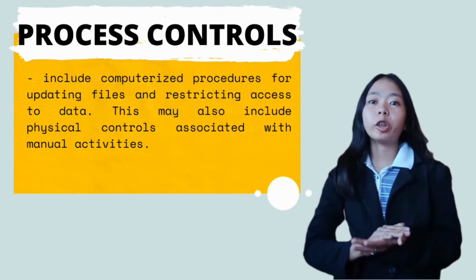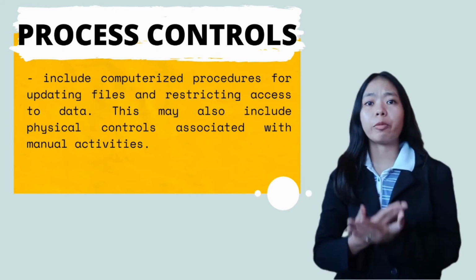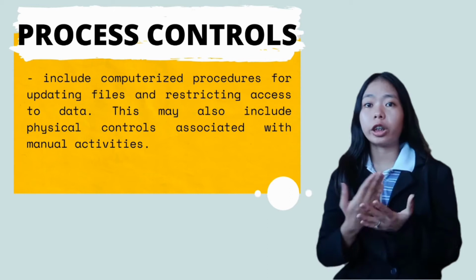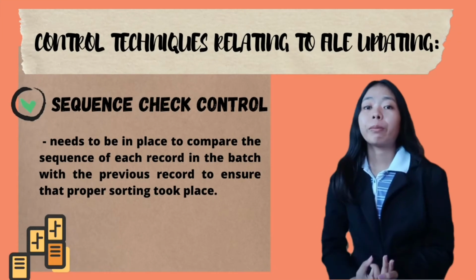Now let's move on to process control. What is process control? This includes computerized procedures for updating files and restricting access to data. This may also include physical controls associated with manual activities. There are 3 control techniques related to file updating. First is a sequence check control.